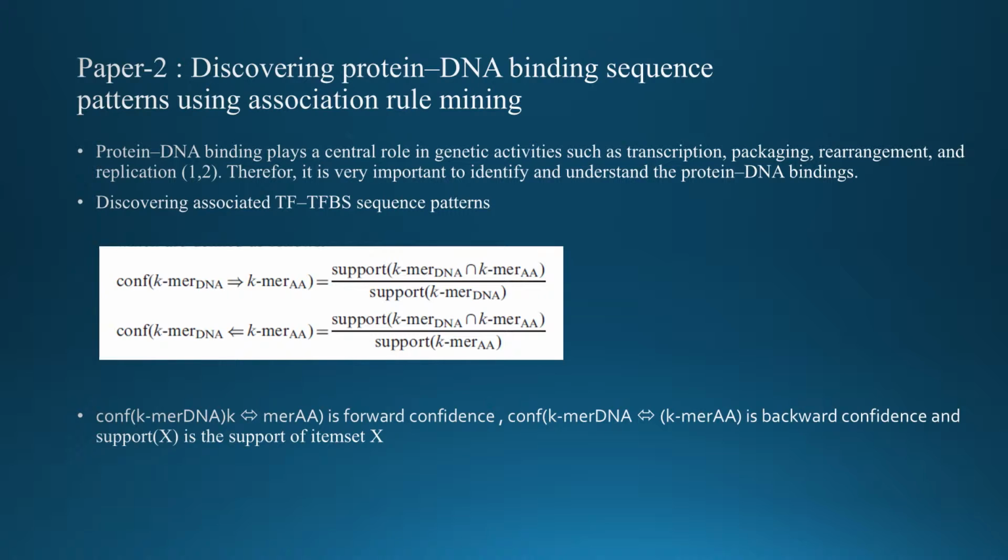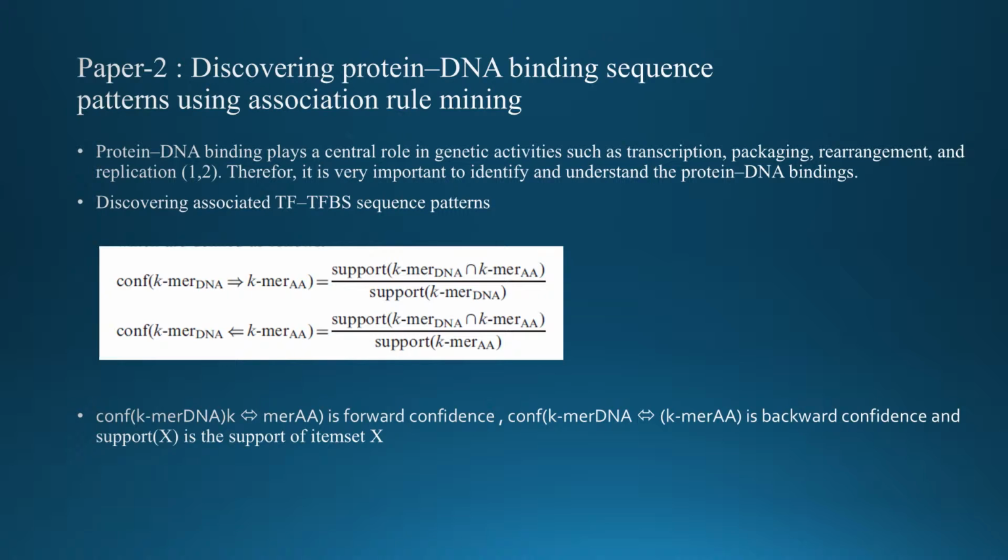In this case, we use association rule mining to discover associated TF, TFBS. TF is the transcription factors that are used in the DNA to make a DNA strand, and TFBS is the transcription factor binding sequences, which is a sequence pattern that builds the transcription factors.